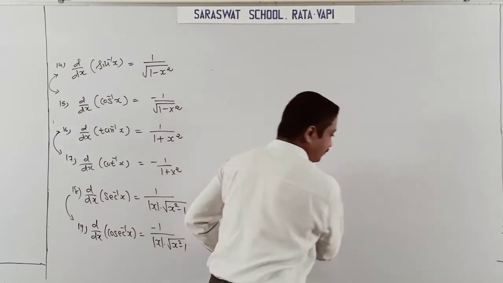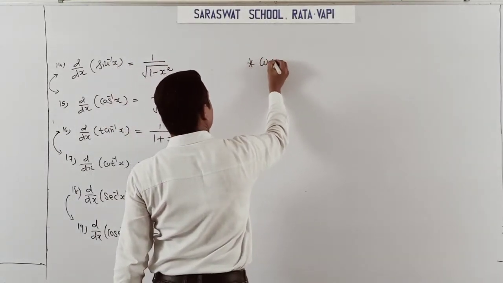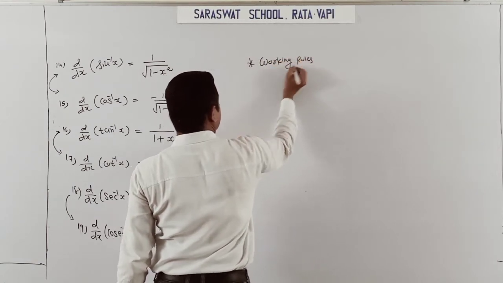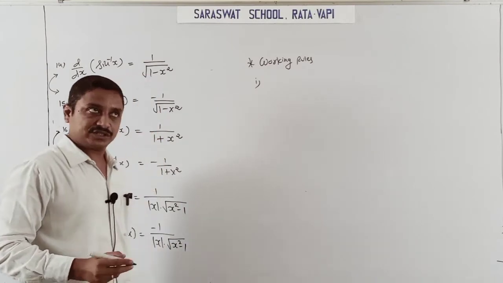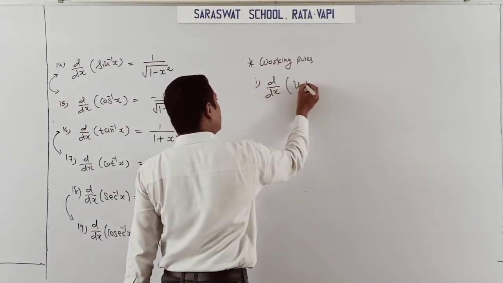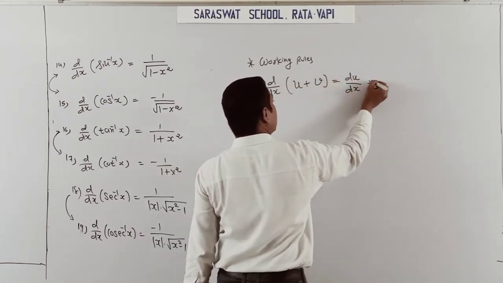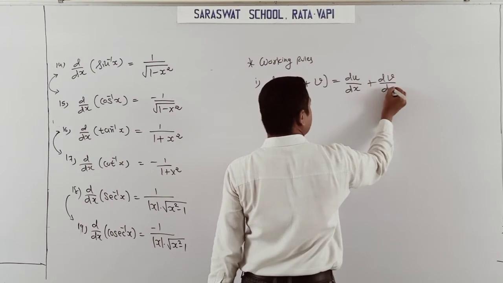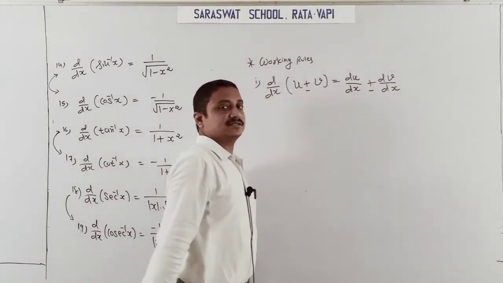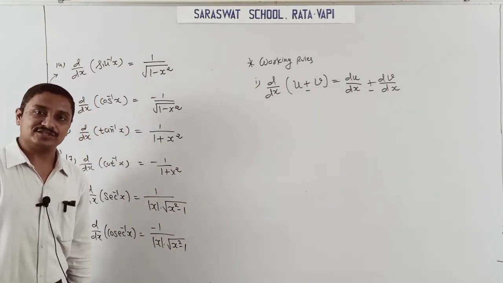Formulas continue. The working rules. Yes students, there are 4 working rules. First, d/dx of u plus v. So first derivative plus second derivative. Sometimes you have minus given, so you directly write your minus. It is the plus or minus property. I only show you the first one.